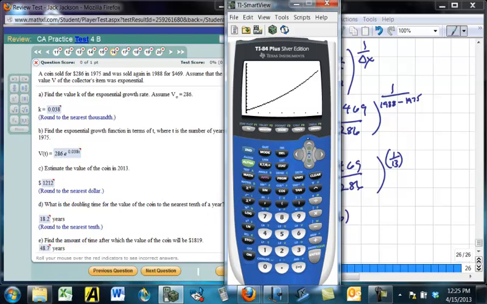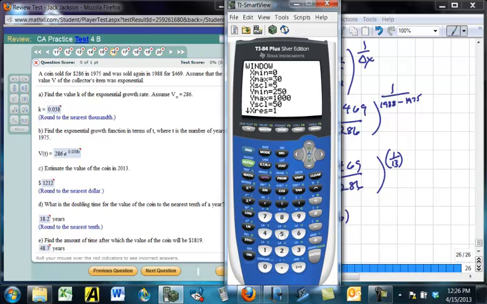Okay, so how much is the value in 2013? Let's make sure I get the year right this time. 2013 minus 1975. I'm looking for an x or t value of 38. So if I go to trace and then type in 38, that'll take me to, oh, that gave me a problem because my window didn't go out to 38. If I'm going to go out, I should have looked ahead. I need to go out further than 38 here.